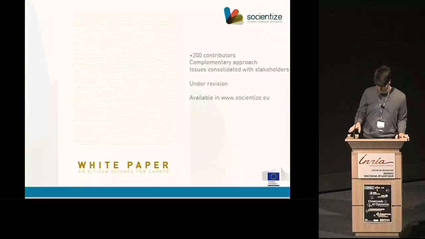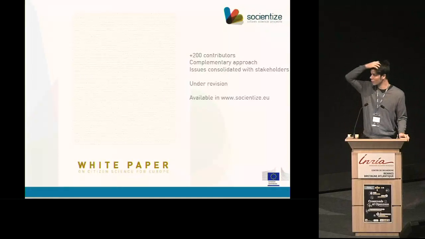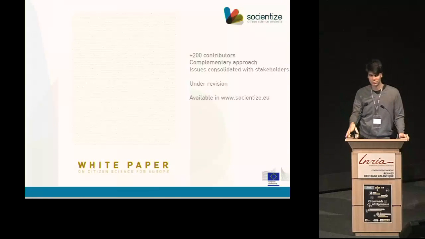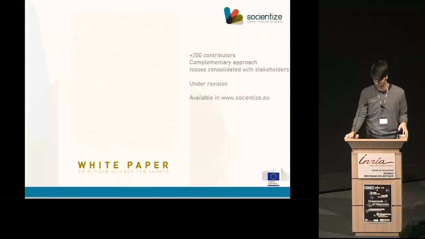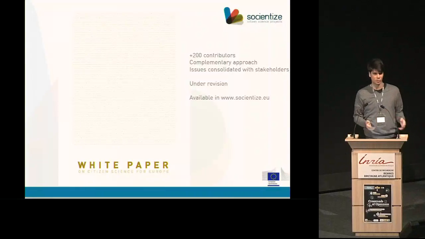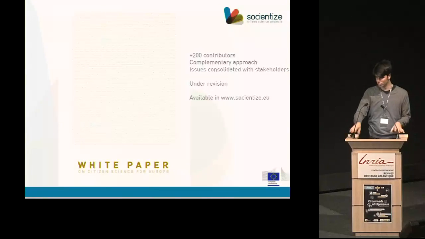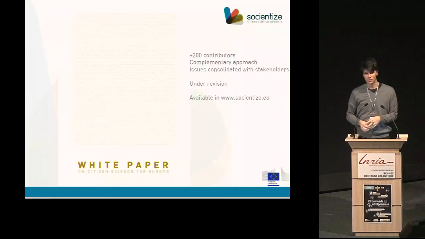After that, we created the white paper. You cannot see it very well here. One thing I like is the design of the white paper. We brought the contributors to the cover, saying that this is the important thing, this is not something from Socientize. 200 individuals and networks, some of the most important actors in citizen science, contributed here, and we wanted to create it complementing what already exists.